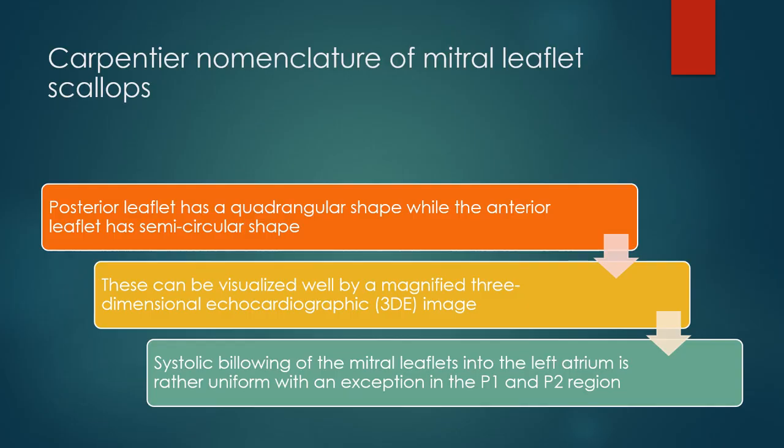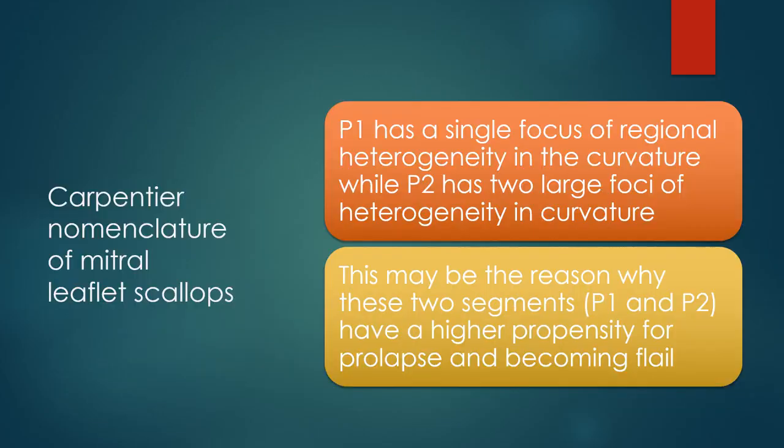Systolic billowing of the mitral leaflets into the left atrium is rather uniform with an exception of the P1 and P2 regions. P1 has a single focus of regional heterogeneity in the curvature while P2 has two large foci of heterogeneity in curvature. This may be the reason why these two segments, that is P1 and P2, have a higher propensity for prolapse and becoming flail.